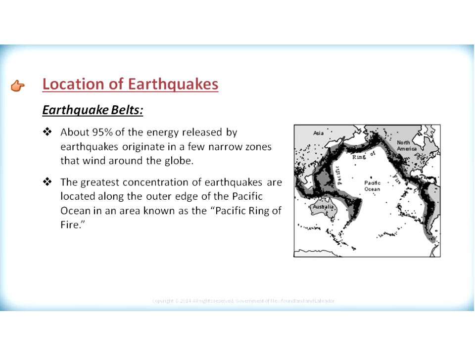Let's look at the location of earthquakes on the global scale. Around the Earth, we have several earthquake belts, but about 95% of all energy released by earthquakes originates in only a few narrow zones that wind across the globe. The greatest concentration of earthquakes is located along the outer edge of the Pacific Ocean, in an area known as the Pacific Ring of Fire. So if we look at the diagram here to the right, we see the dark concentration of dots actually border the whole Pacific Ocean. And as we move up around the Pacific Ocean, this is referred to as the Pacific Ring of Fire. And all of the concentration of earthquakes are located surrounding the Pacific Plate along the edges of different plate boundaries.